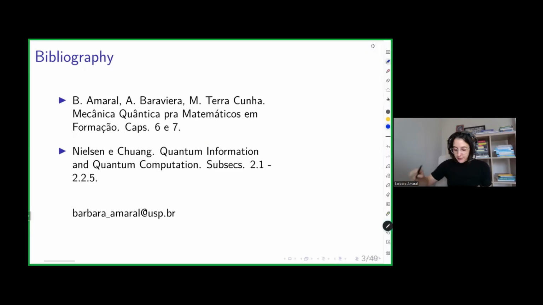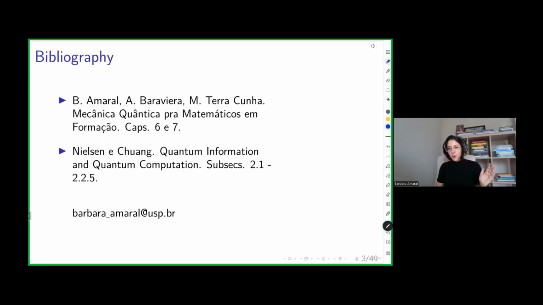Okay, so for the bibliography for today's class, there are two books that I recommend where you can find exactly what I'm going to say here. First, this book that we wrote for undergrad mathematicians, chapters 6 and 7, but this is only in Portuguese. And the Bible of Quantum Information, which is this book by Nielsen and Chuang. You can find the PDF online, just Google it.